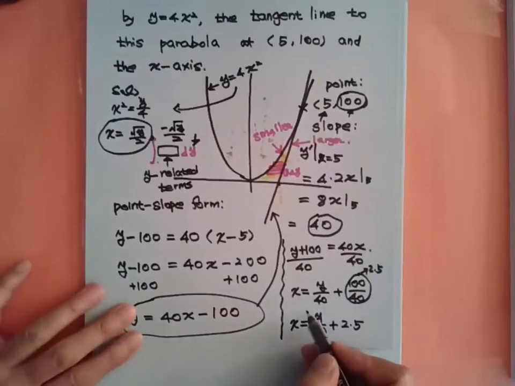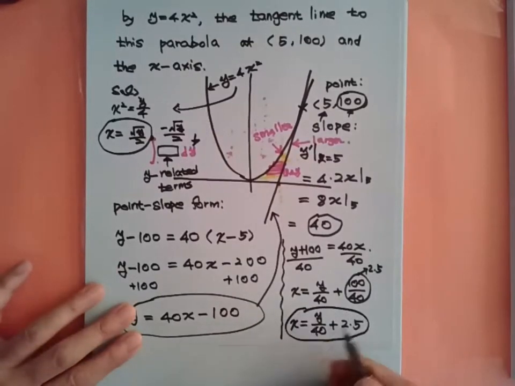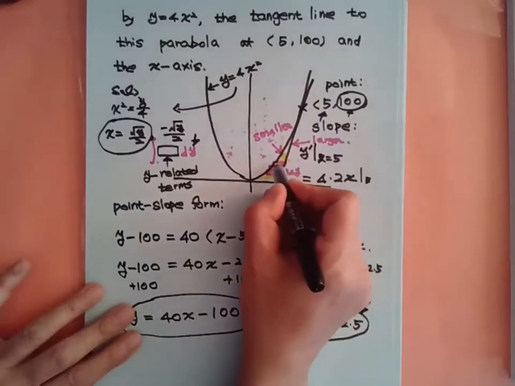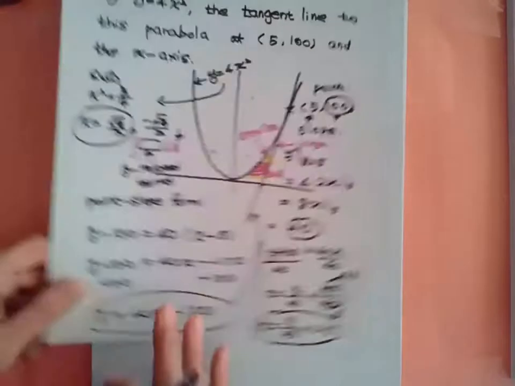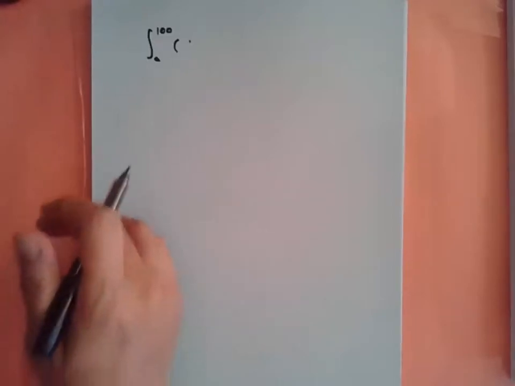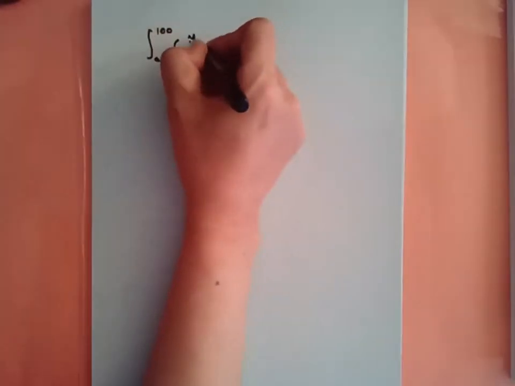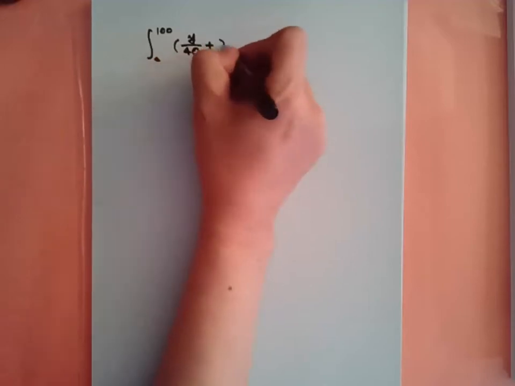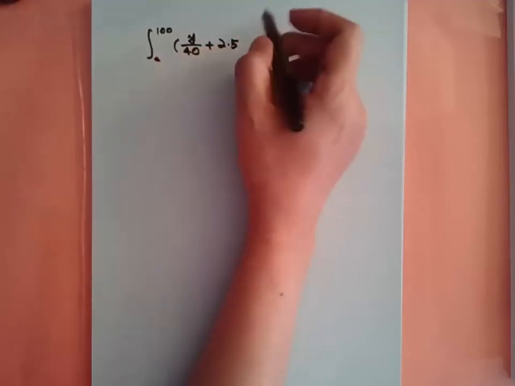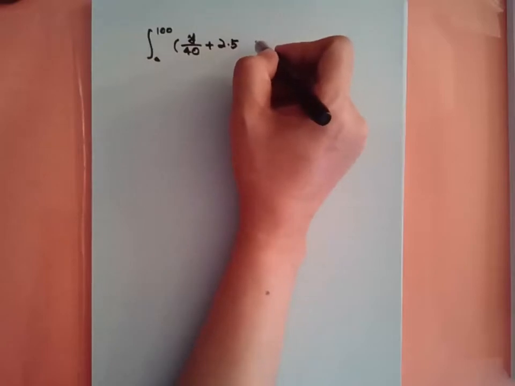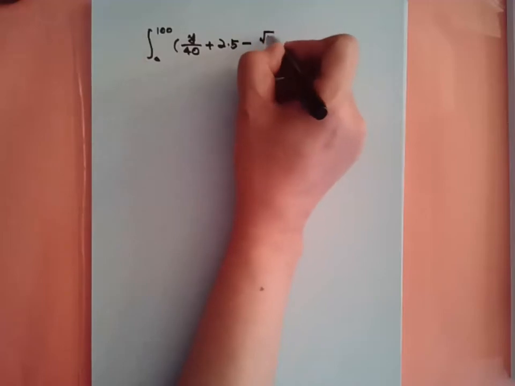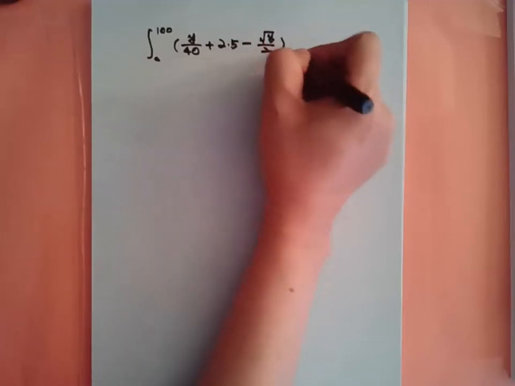So we will use these two equations. I said this one is larger, as you can see here, than this parabola. So we will put y over 40 plus 2.5, which is the equation of the straight line, minus square root of y over 2 dy.